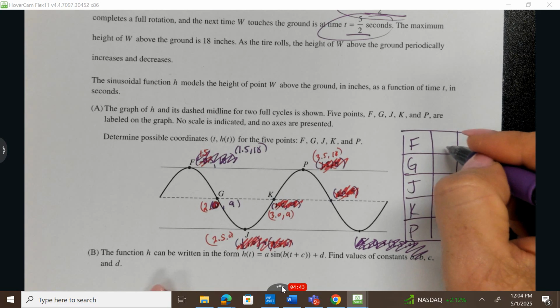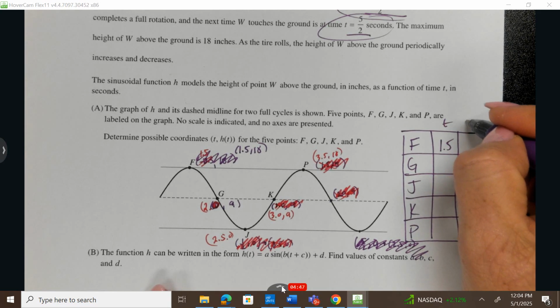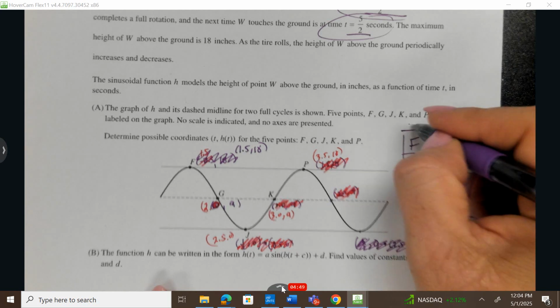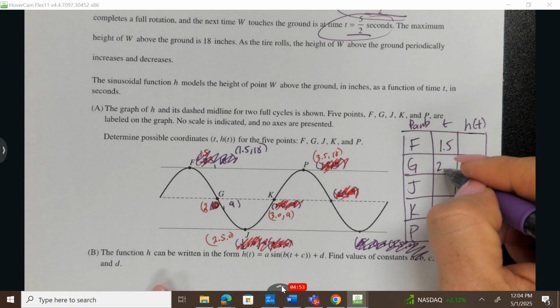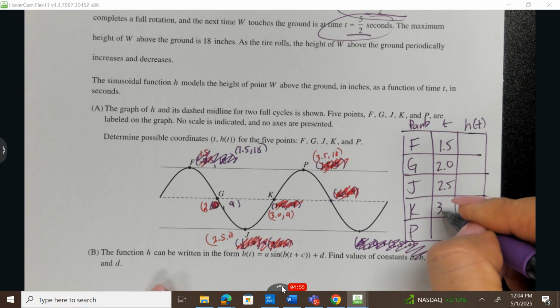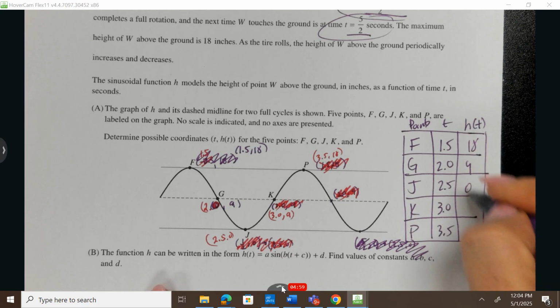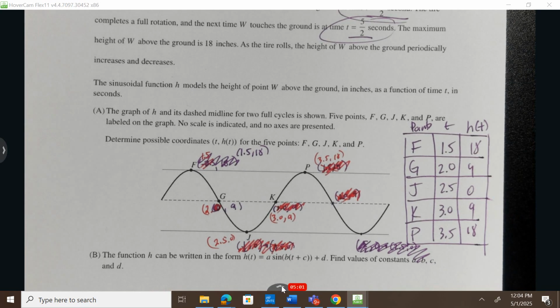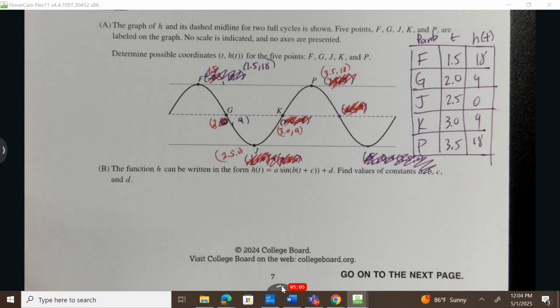And we're going to make this a 1.5. This is my time, this is going to be my h of t, and this is going to be my points. So 1.5, 2.0, 2.5, 3.0, and 3.5. This is height 18, 9, 0, 9, 18. That may be invaluable to do along with this to make sure that they can read. Let's go down below and let's now identify A, B, C, and D.